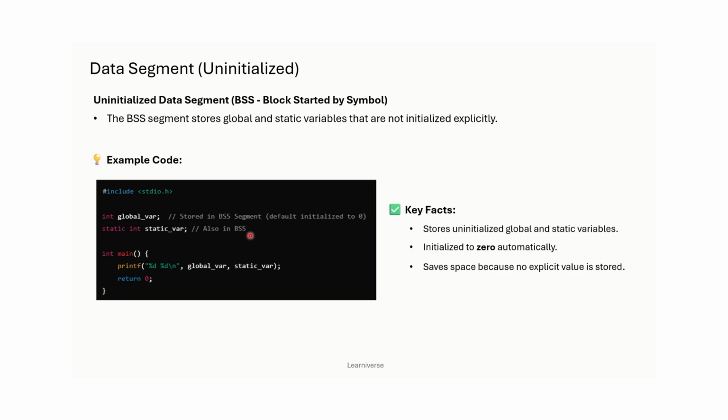Some key facts that are part of data segment: it stores uninitialized global and static variables and initializes them to 0 automatically. It saves space because no explicit value is stored.